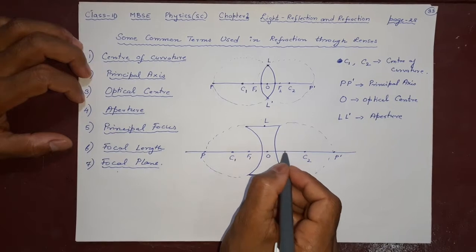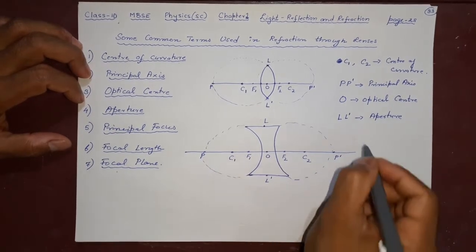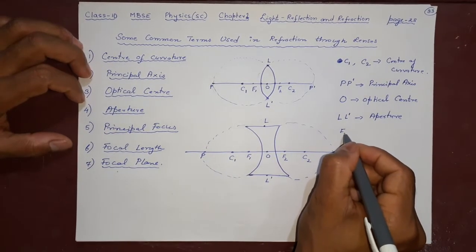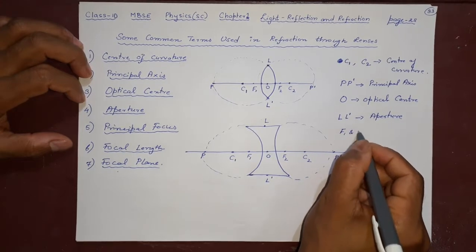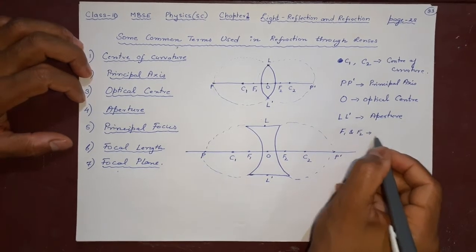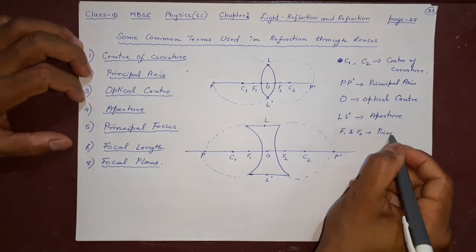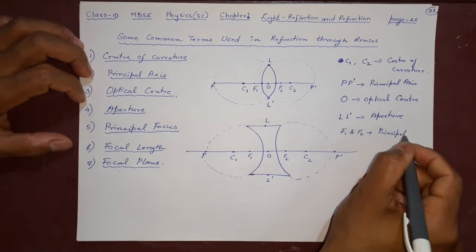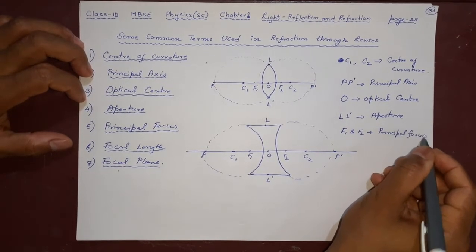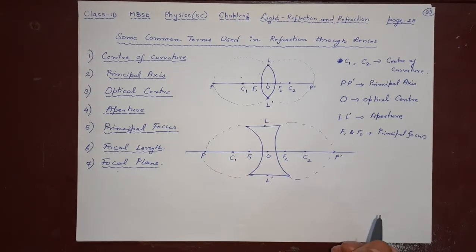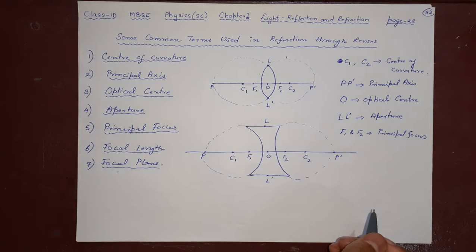Exactly between these two you will get f2. Now what are they? f1 and f2 are principal focus, right? You understand how do you know principal focus? Because there all the light are going to converge, or they will diverge out, look like they are diverging from there in case of convex and concave.